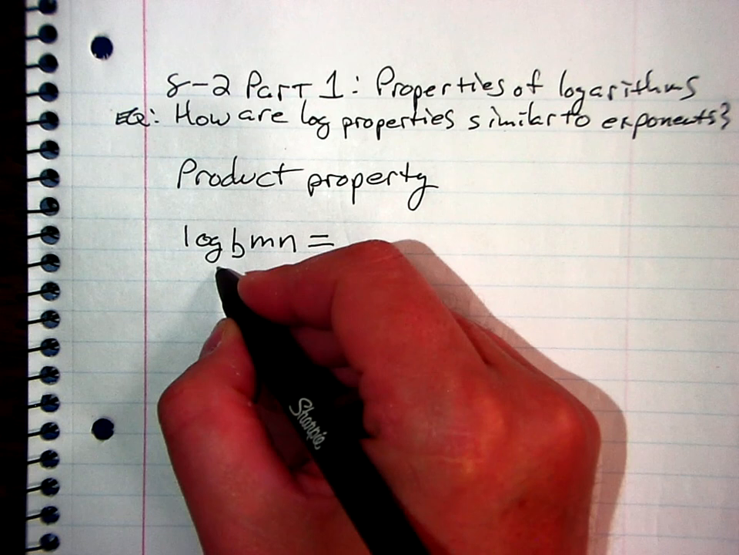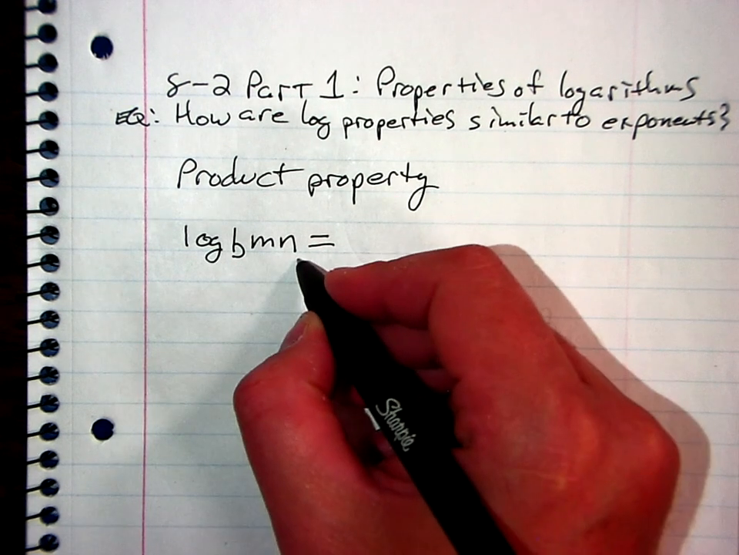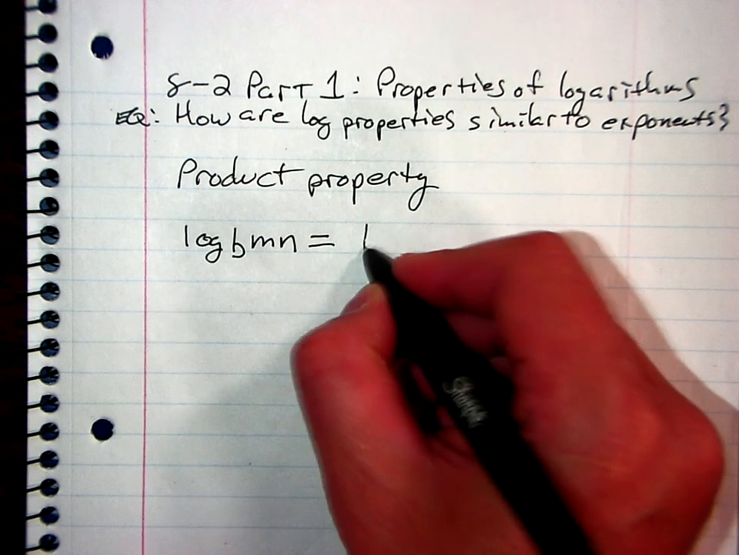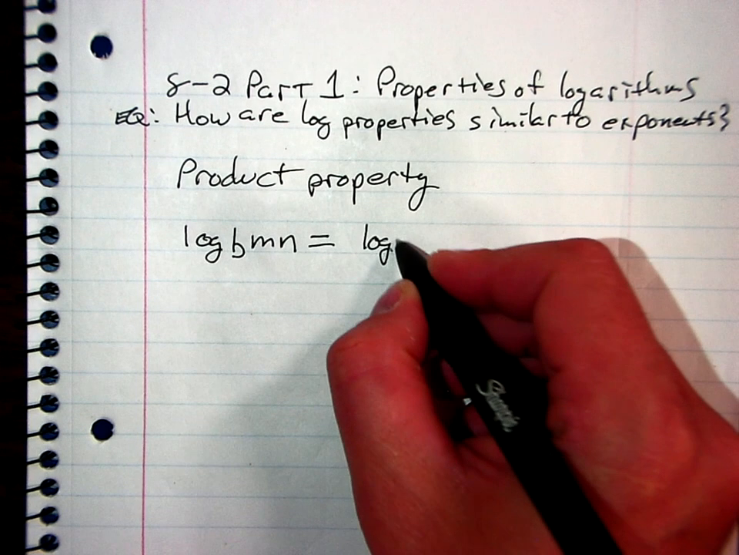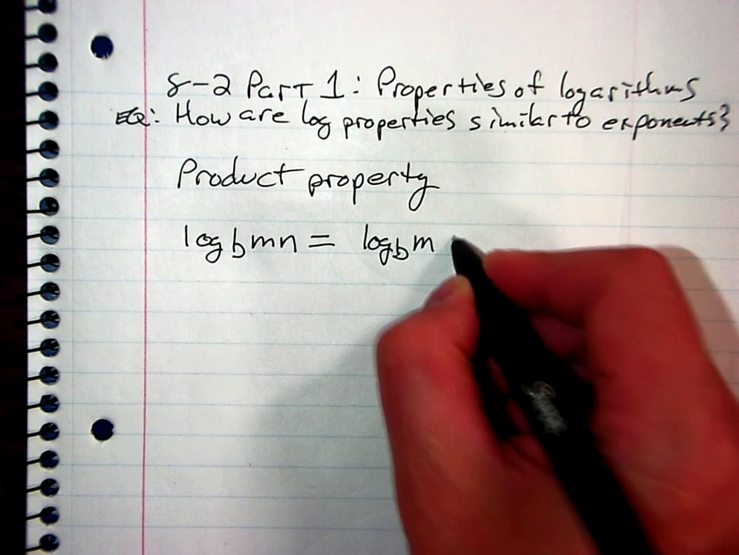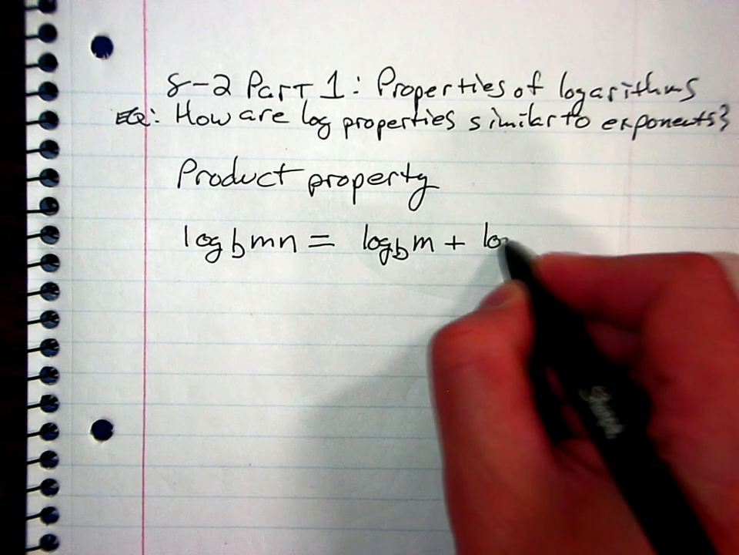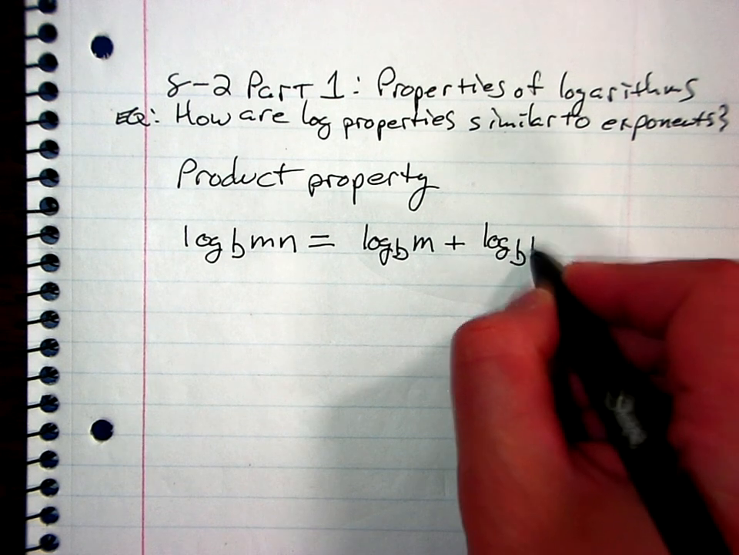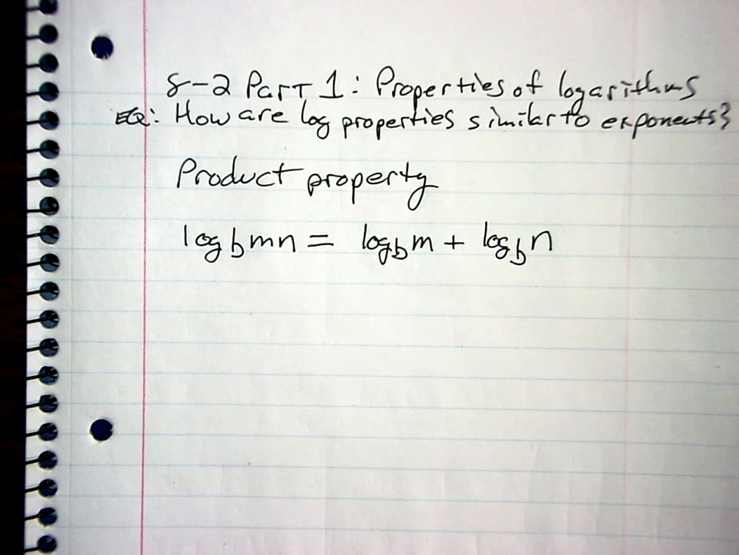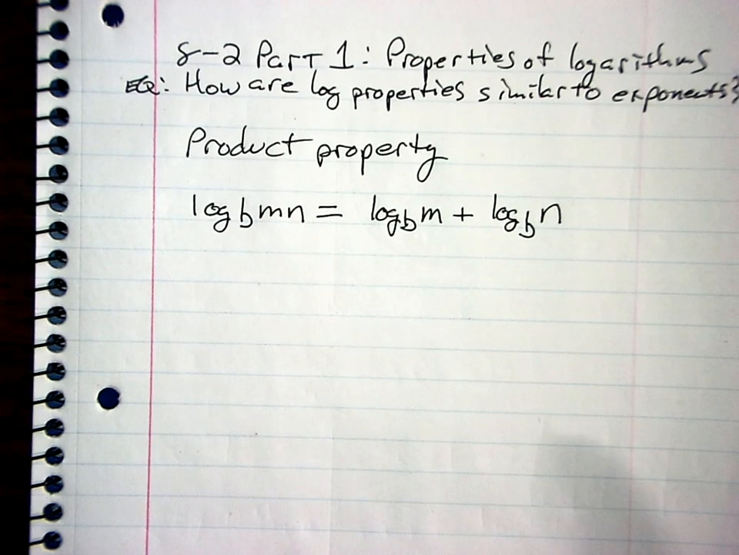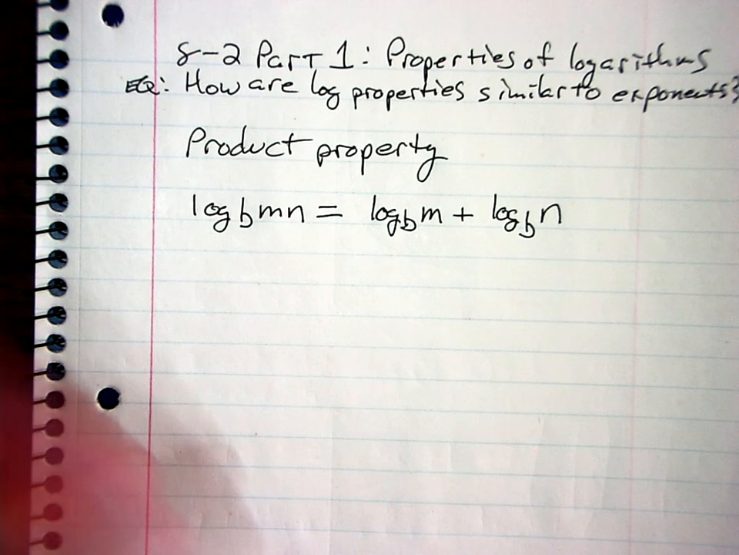All right. So log base B of M N, we can expand this to log base B of M plus log base B of N. That can go either way. We can either condense it or expand it. That's all your homework is, expanding and condensing. We're not actually solving anything today yet.